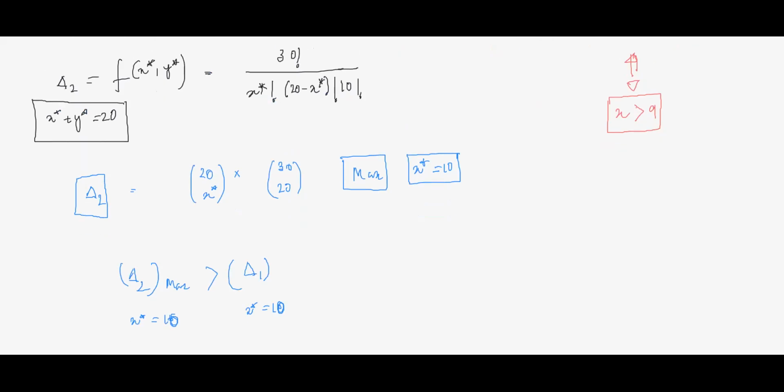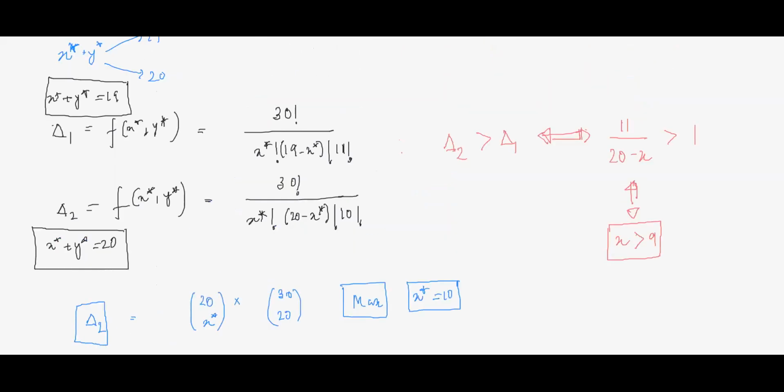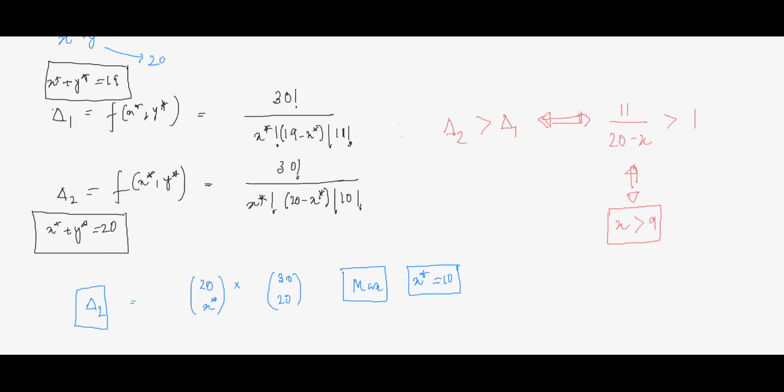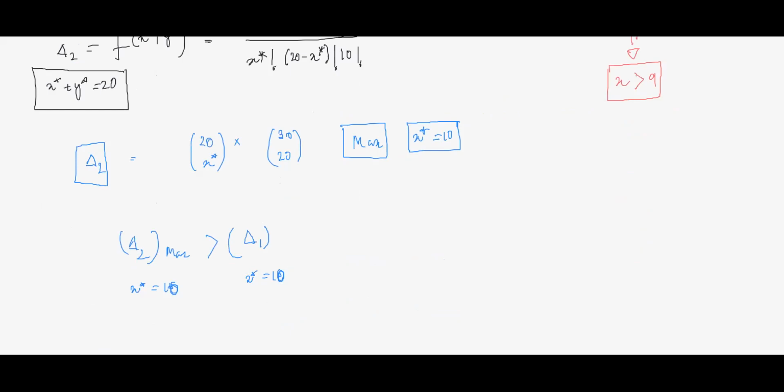So therefore, we get what? We get that the maximum value that lambda 2 takes, for x star greater than or equal to 10, always surpasses lambda 1. Now the question is, what happens if x is less than that? So let's see, x less than or equal to 9.